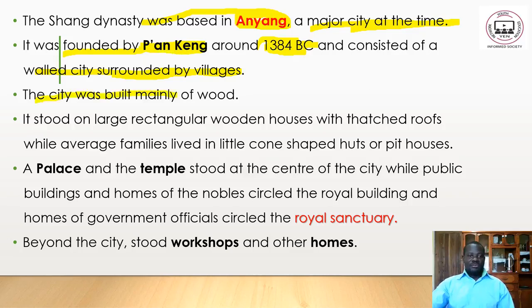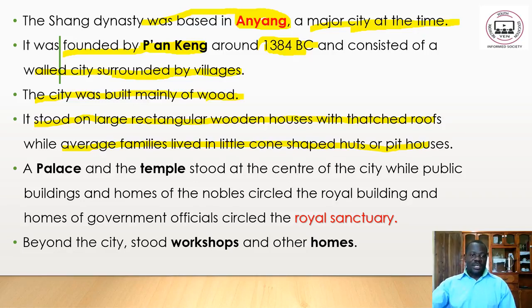The city was built mainly of wood. So this Anyang was built of wood. It stood on large rectangular wooden houses with thatched roofs, while average families lived in little cone-shaped huts or pit houses. So the city itself was really in wooden and rectangular houses with thatched roofs, but other people were living in conical huts and pit houses.